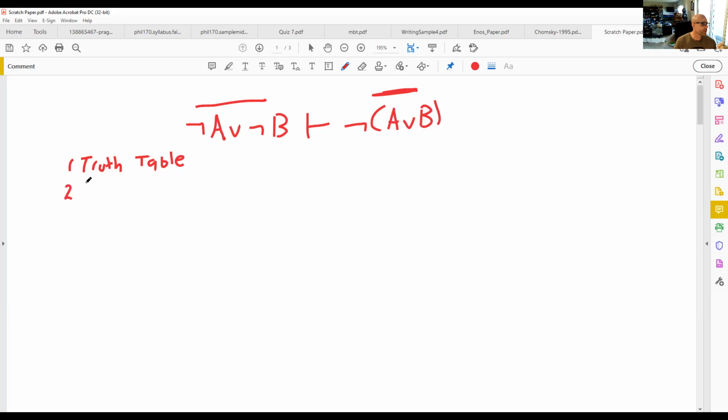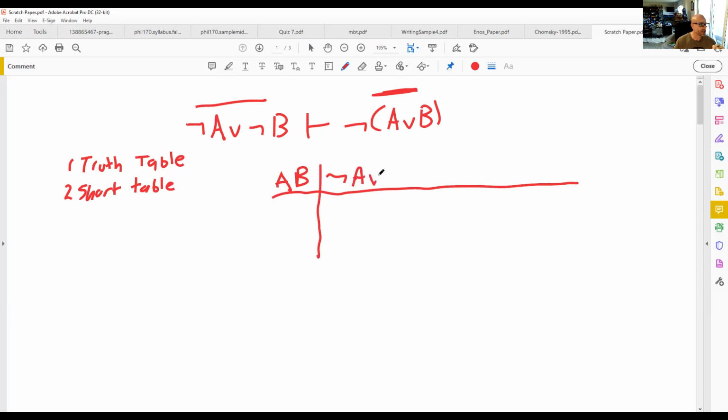The second method is the short table method. I did this with you guys a little bit in class on Friday, but let's take a look at that again. What the short table method is, you're just going to make one line of the truth table, and you're going to try to figure out, based on the values of the letters, whether or not you can come up with a counterexample. So you're going to make an educated guess at the truth value of these letters in order to find a counterexample.